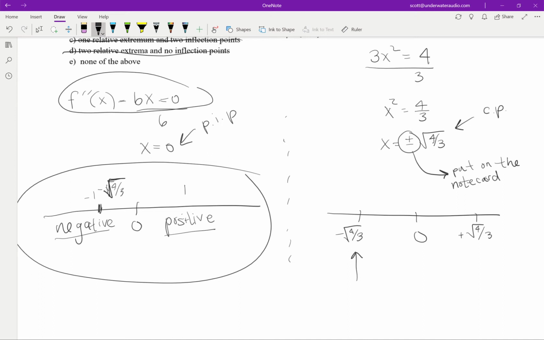I know that this is concave down. So concave down looks like that, which means this would correlate with a maximum. And then on the right side, I know that it's positive, concave up. The second derivative is positive. So this one has to correspond to a minimum. So that's actually great. That tells me that there are 2 extrema.